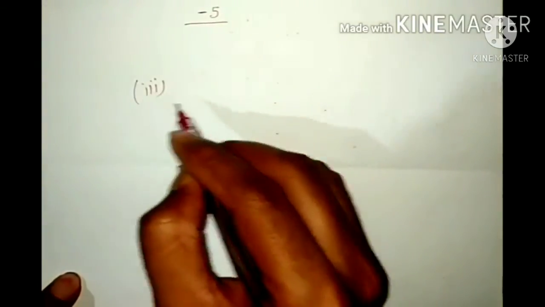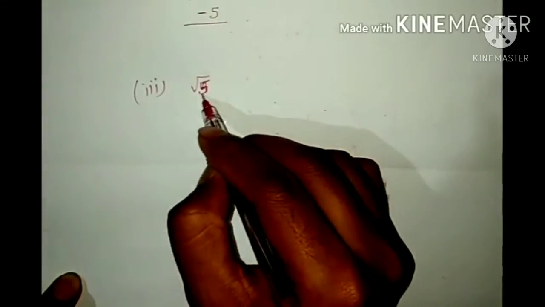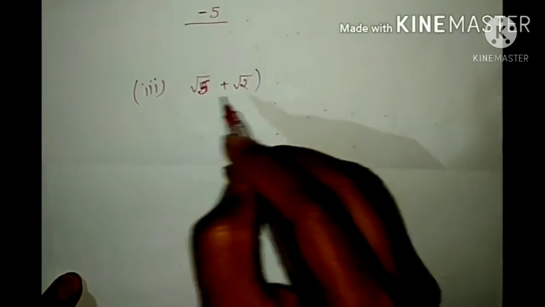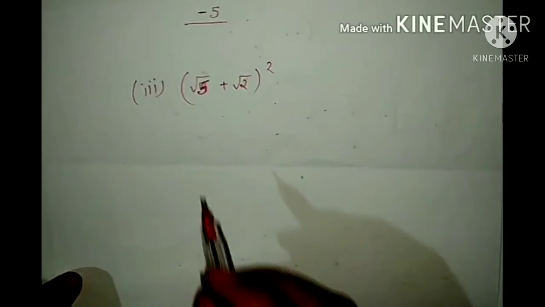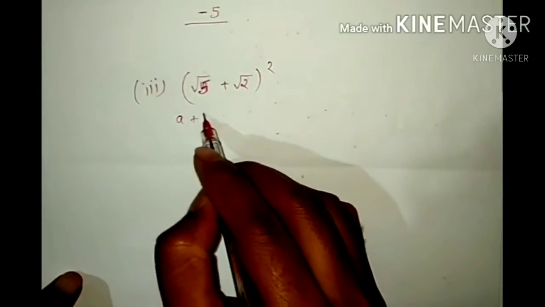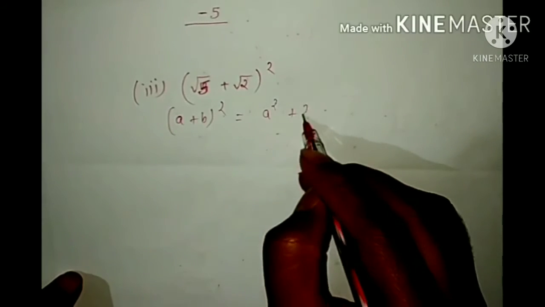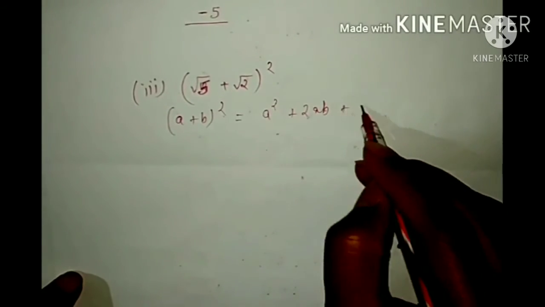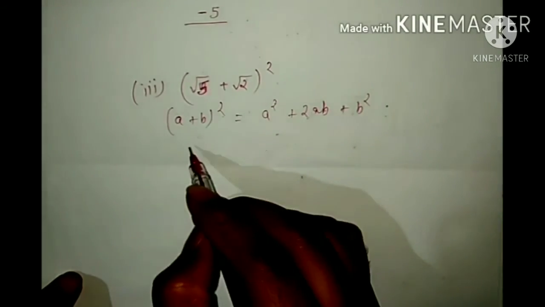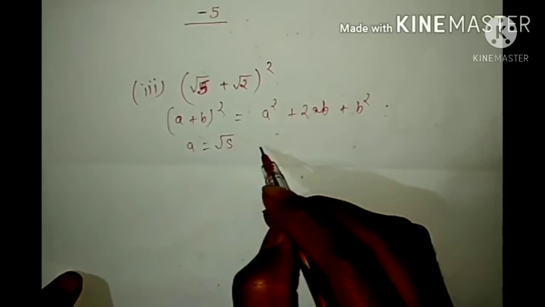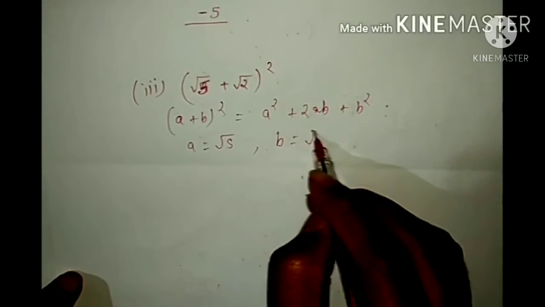Now see the third part of second question. What is third part? Under root 5 plus under root 2 whole square. Now in this, which formula will be used? A plus b whole square is equals to a square plus 2ab plus b square. Value of a is root 5 and b is root 2.